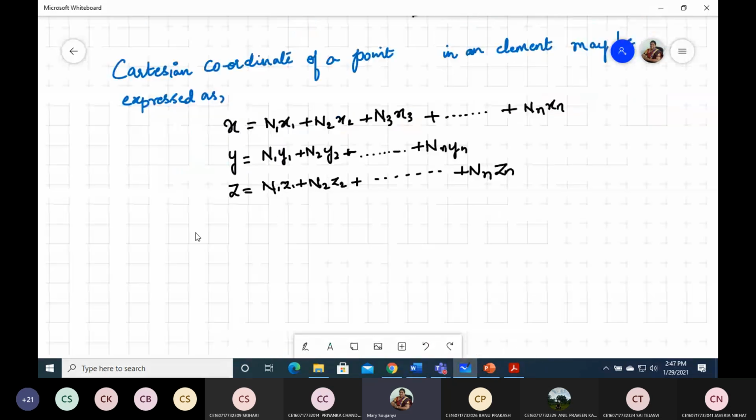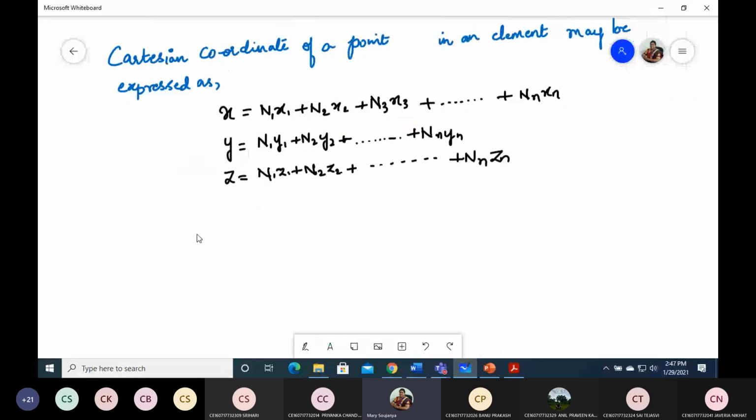Understood what we did here? If you remember, what exactly is the shape function? Definition of shape functions you can see. The shape function is the one that relates the point anywhere inside the element with the nodal points. Alright. So if I need to write this in a simpler format.